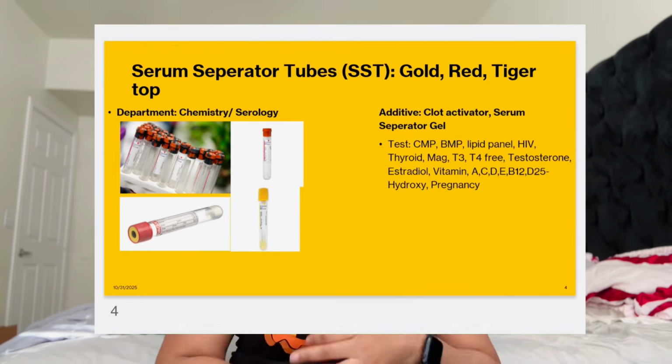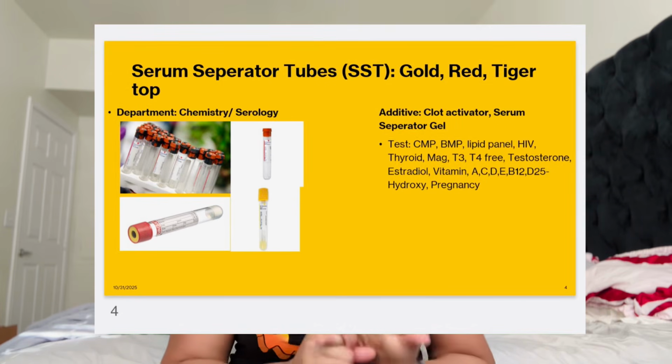Remember that these tubes are a vacutainer system, so sometimes you do have to use a discard tube to get the blood flow and blood draw so you can fill all of your tubes to the max. Next, we're going to have our serum separator tubes. These are our SST tubes. The department for this is going to be chemistry and serology, and the additive is going to be the serum separator gel and a clot activator.